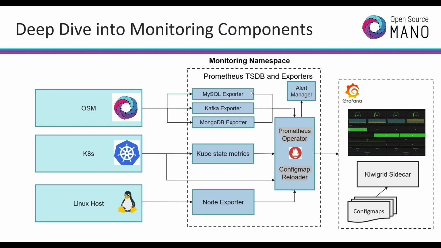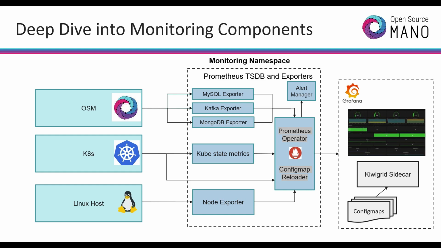In the monitoring namespace, as I said, you will see Prometheus operator, the time series database which stores all your metrics. And node exporter, which is from Prometheus, will get you the node metrics in Prometheus format and send them to Prometheus operator to store. We have kube state metrics, which will get you Kubernetes specific metrics, again stored in the Prometheus operator TSDB. And we have application specific exporters, which get metrics from the OSM namespace. All these will be deployed in the monitoring namespace.